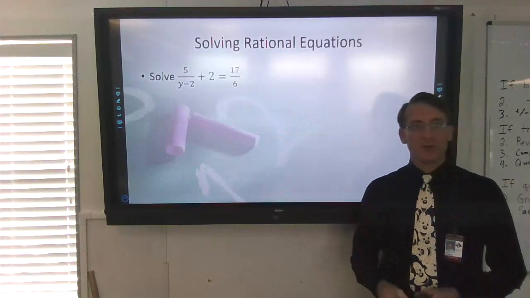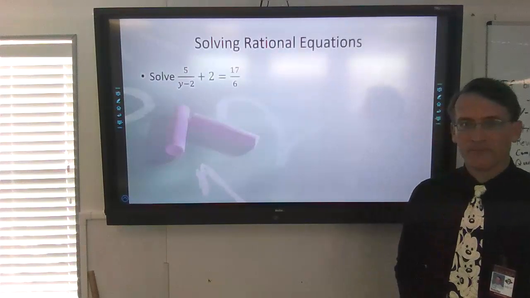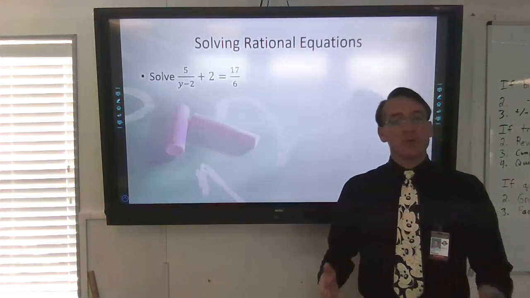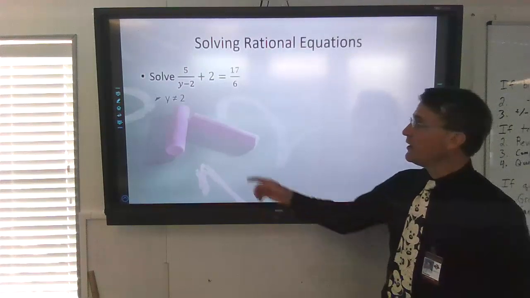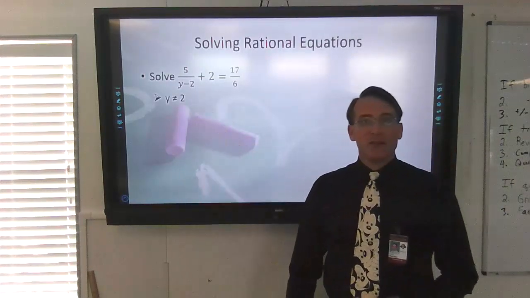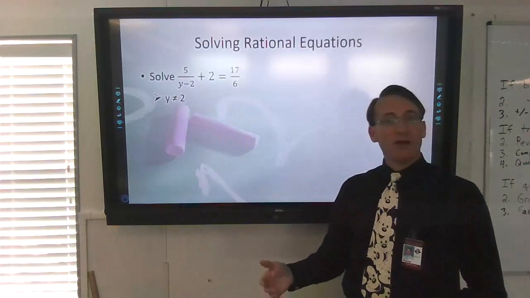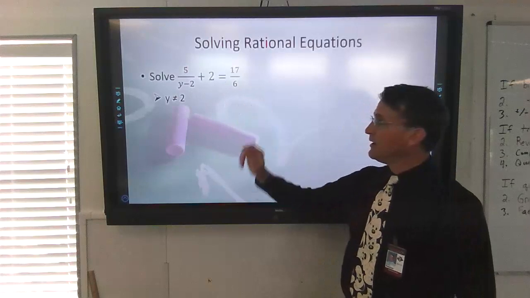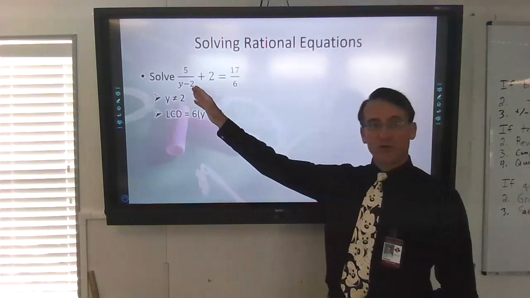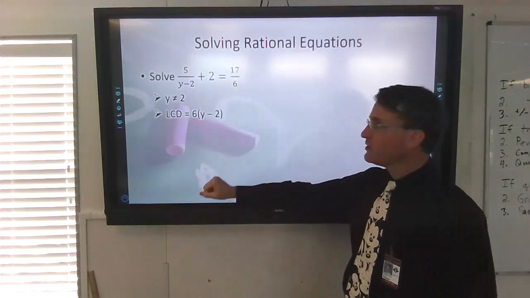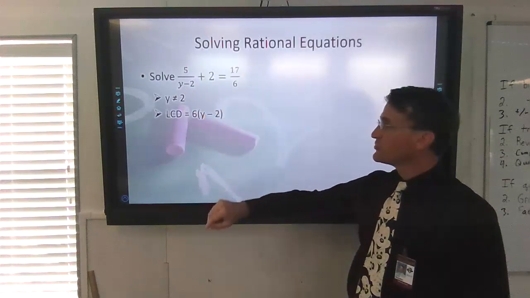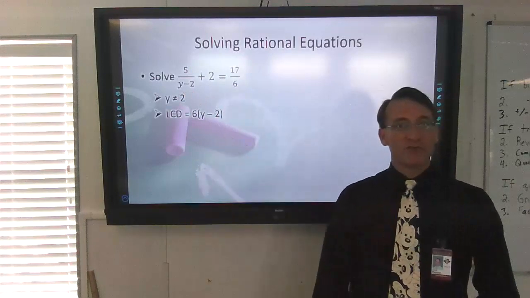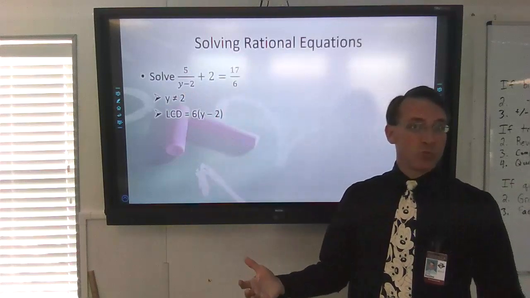Try this one. I'll give you a couple of minutes to do it. So looking at my denominators, I know that y cannot be equal to 2. I'm going to look at my denominators to find my least common denominator. My least common denominator is going to be y minus 2 and 6. So when I multiply each term by that lowest common denominator, my y minus 2s in that first term cancel out, leaving me just 5 times 6. I do not have a denominator for the 2, so that means its denominator is 1.